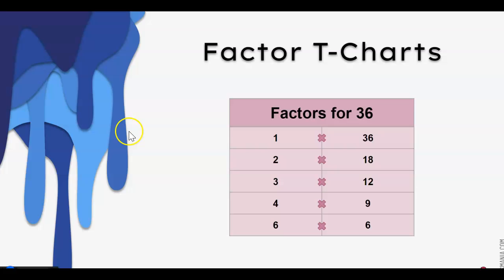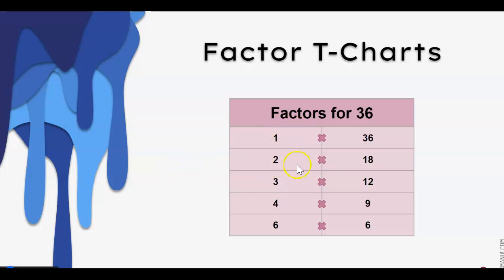So on our next slide, we're introducing the T-chart for you to be able to find the factors of a number. So right here, we've got the factors of 36 in this particular T-chart. When we find the factors of a particular number, what we're actually doing is finding the multiplication facts that result in the product of that number. We're trying to find all of the multiplication facts that result in the product of that particular number.